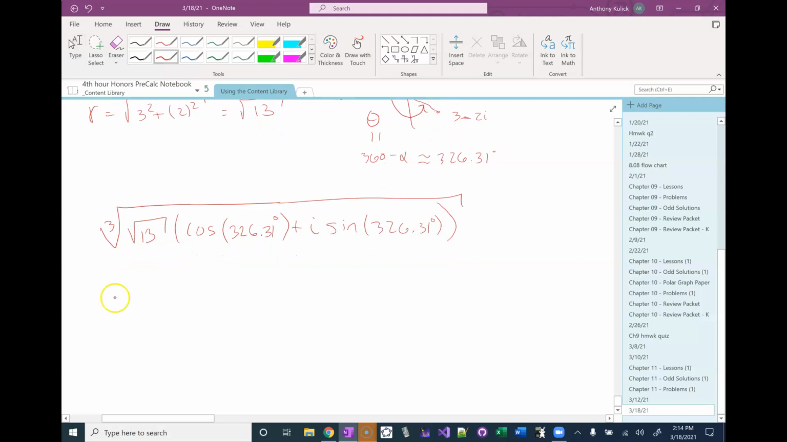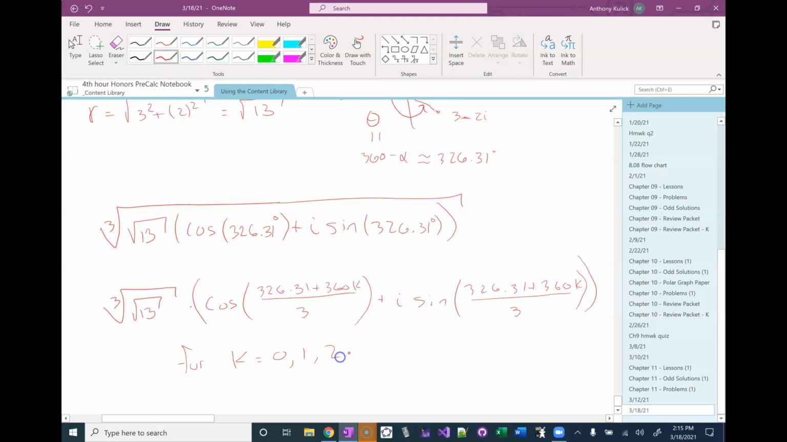So when I take the cube root of that, it's going to be the cube root of the square root of 13 times cosine of (326.31 plus 360k) divided by 3, plus i sine of (326.31 plus 360k) divided by 3, for k equals 0, 1, 2, since the n in this case was 3. So 2 is n minus 1. Everybody so far so good?